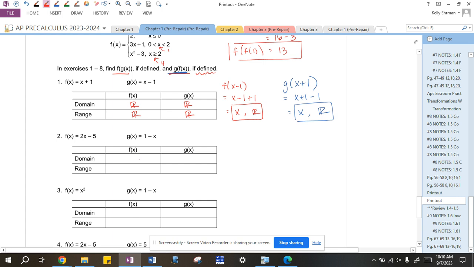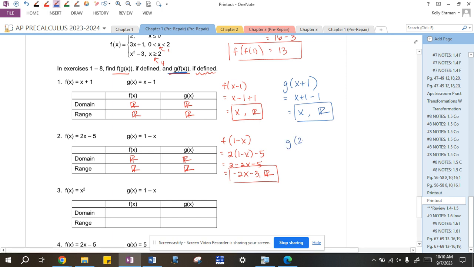The next two functions are all linear, so again, all reals all across the board. F of g of x means f of 1 minus x. That's 2 times 1 minus x minus 5. That's 2 minus 2x minus 5. That's negative 2x minus 3. All real numbers.